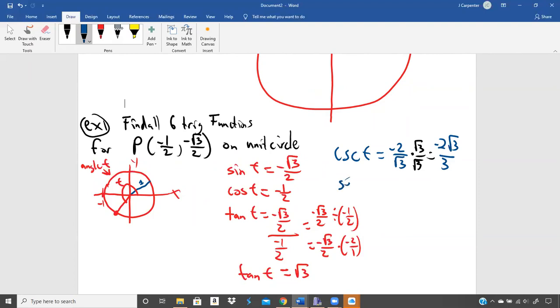Our secant of theta or t, whichever you prefer, just flip the cosine. Secant and cosine are flips of each other. So that's negative 2 over 1, which is just negative 2.